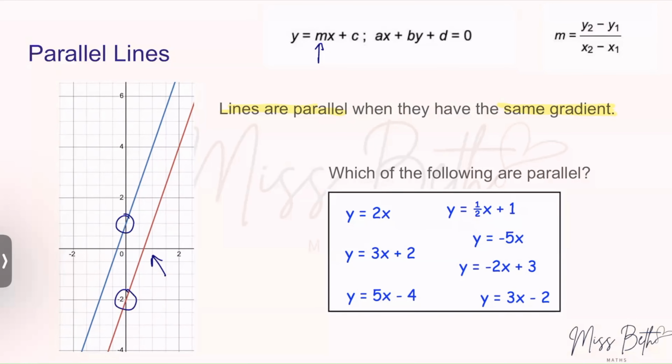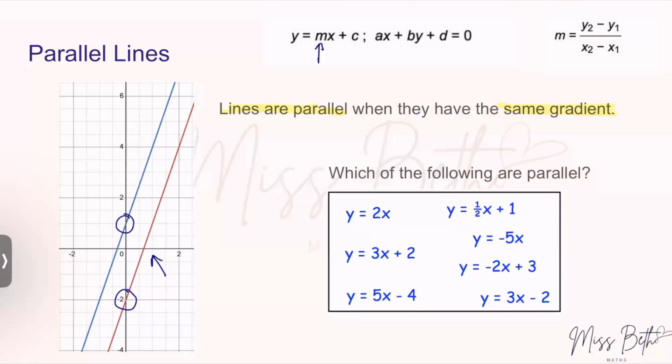So just a quick question for you. I want you to look at the lines that we have in this box here. So we've got 7 different equations of lines, and I want you to see if you can pick out which 2 would be parallel. Okay, so just have a quick look and see if you can see the 2 lines that would be parallel. They have to have the same gradient.